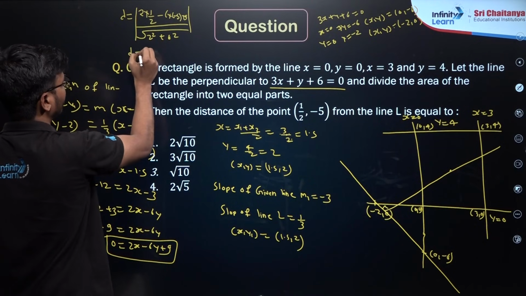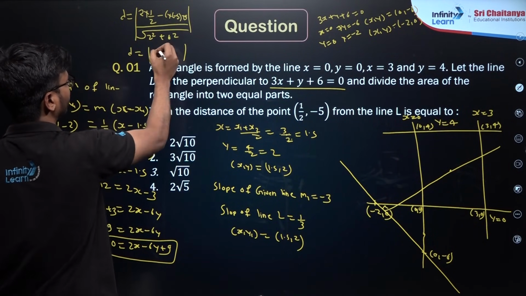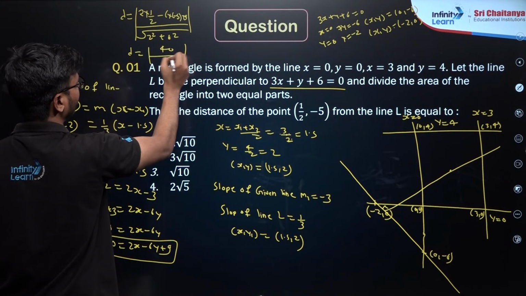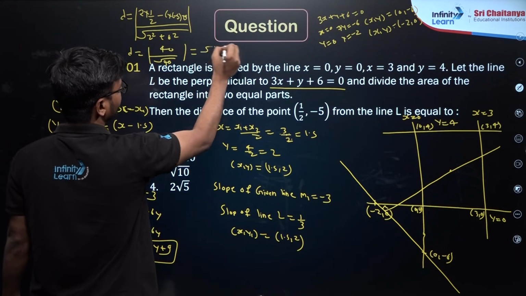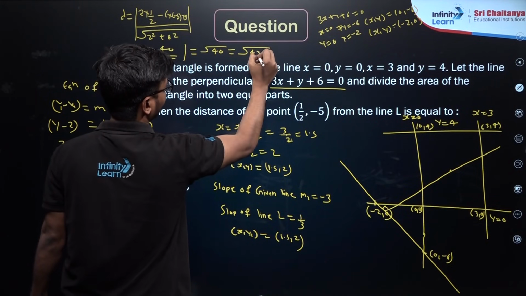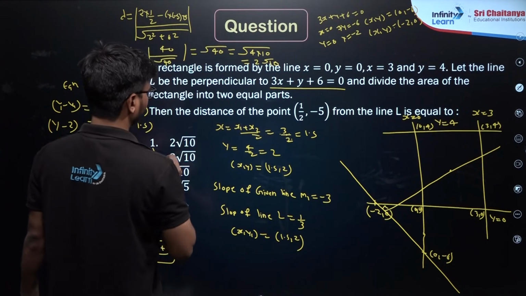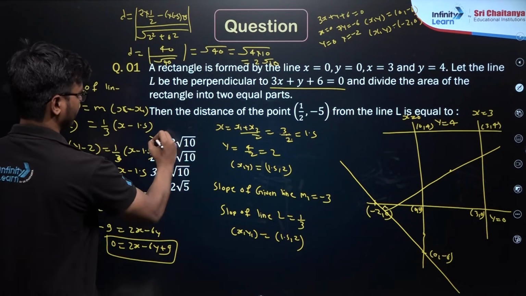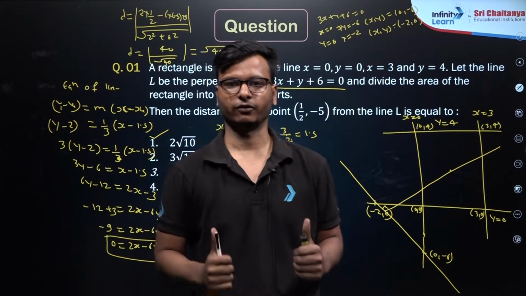Solving this, we are going to get mod of 2 getting cancelled, minus minus plus, we are going to get 40 upon root 40, correct? So this I can write as root 40, and root 40 I can write as 4 multiplied by 10, and this will be 2 times under root 10. So finally I am getting option A as the correct answer. Okay, let's go for the next question.